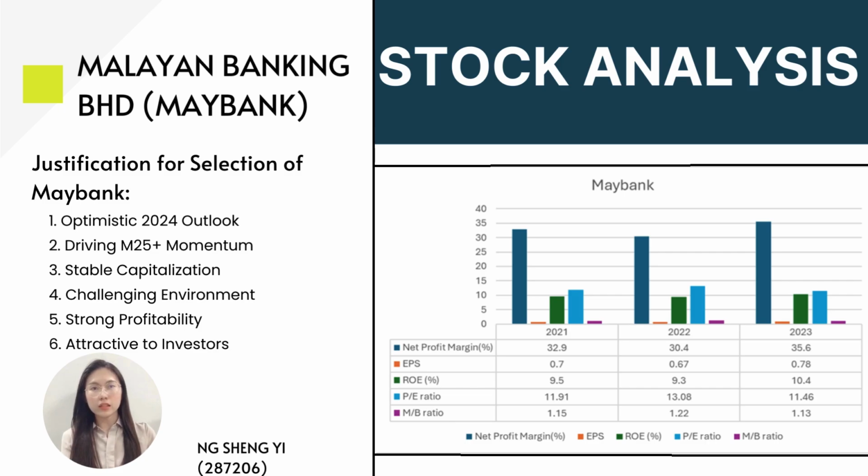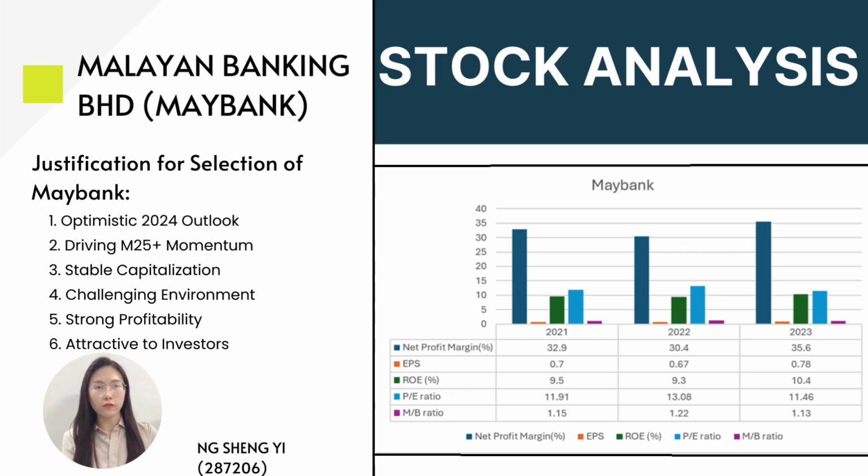Now in stock analysis, the first company is Malaysian banking berhad Maybank. Maybank rebounded strongly in 2023 with a net profit margin of 35.6% and an ROE of 10.4%, highlighting strong profitability. EPS improved to RM0.78, while the PE ratio dropped to 11.46, indicating the stock is relatively cheap and a good buying opportunity. The market-to-book ratio at 1.13 suggests moderate optimism about future profitability.